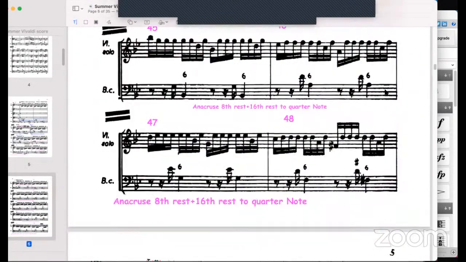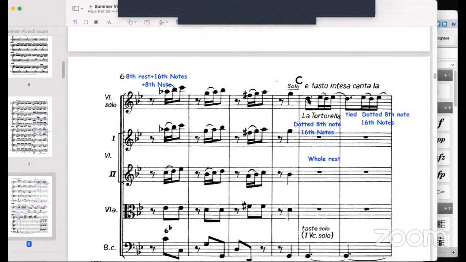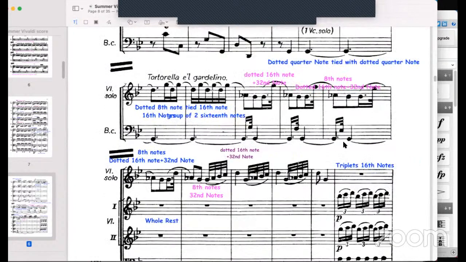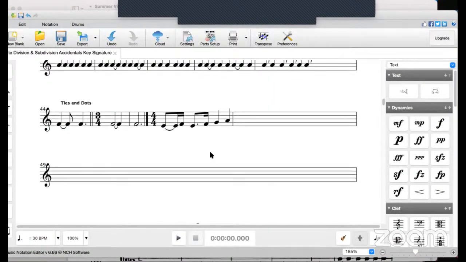Let's see here on the violin solo. I'm going to scroll fast. So ta ta ta ta. Before we go to the music, I would like to go again here, continue.